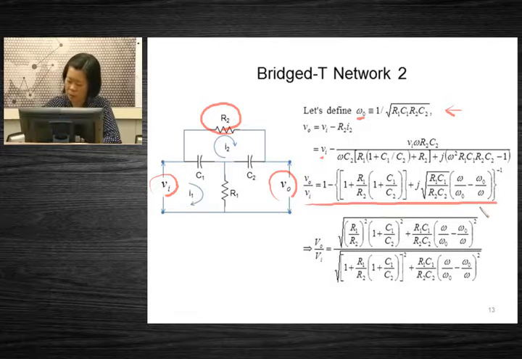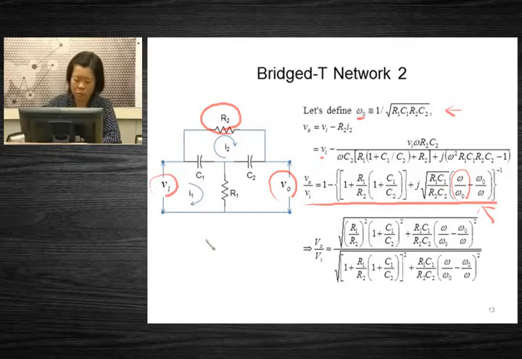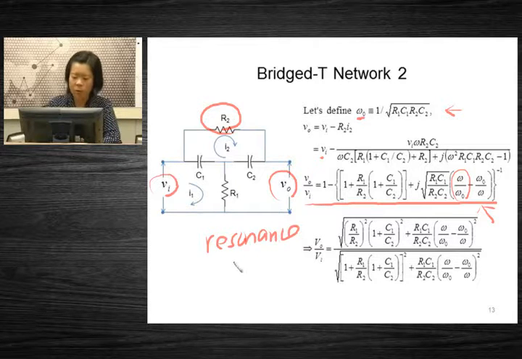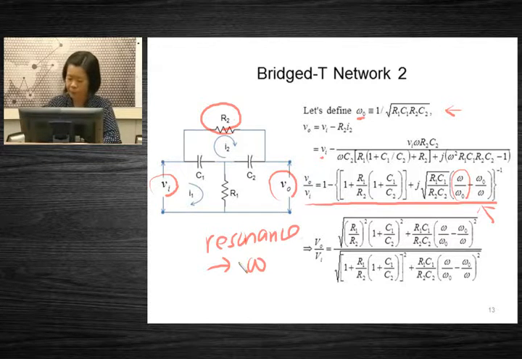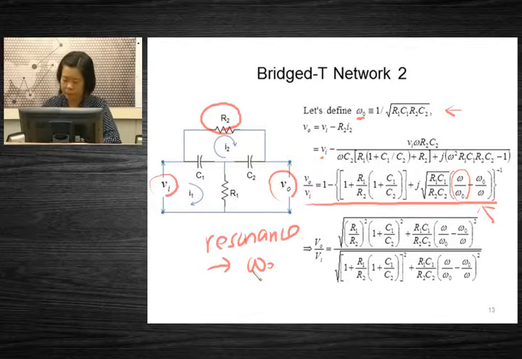Then when you look at this equation, it looks like a resonance circuit because of this omega over omega 0 minus omega 0 over omega. And that's true. This circuit shows resonance phenomena. So when you find the resonance point, that will give the frequency of the input, which becomes omega 0.